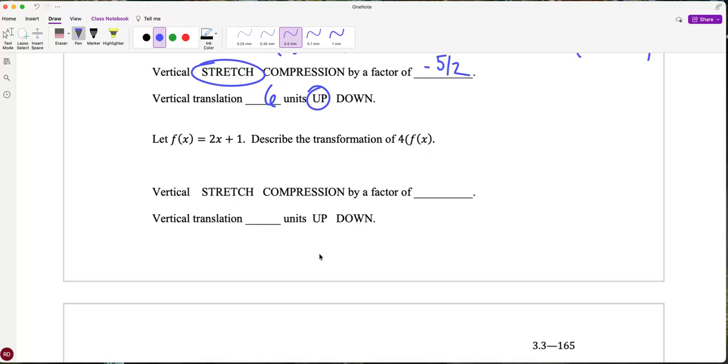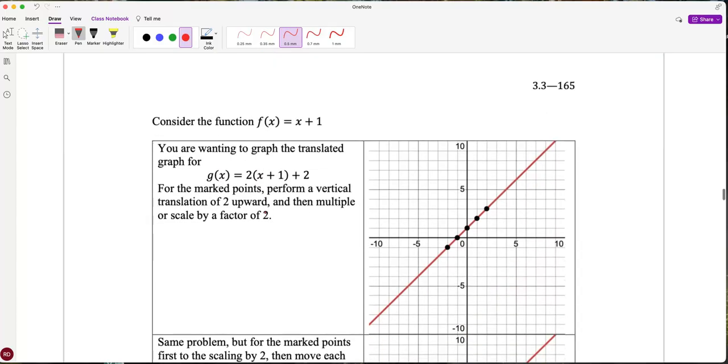Let f of x be 2x plus 1. Describe the transformation of 4 times f of x. You're basically just multiplying everything by 4. So you are stretching the graph by a factor of 4. And there's nothing out here, so there's no additional moving it up or down. So all the y values are getting multiplied by 4.